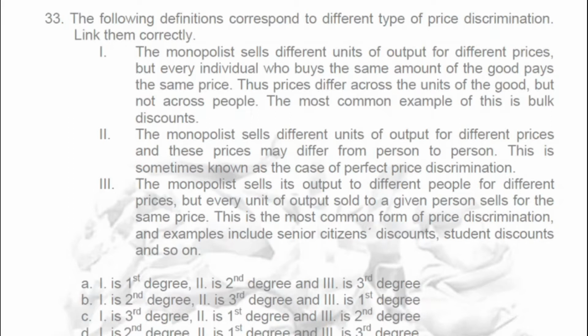Now, the monopolist sells its output to different people for different prices, but every unit of output sold to a given person sells for the same price. This is the most common form of price discrimination, and examples include senior citizens discounts, student discounts, and so on. Well, clearly this is third degree, and we should mark D here.